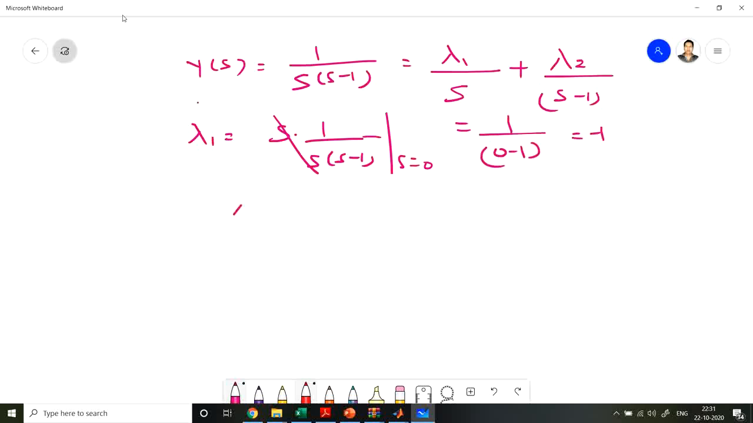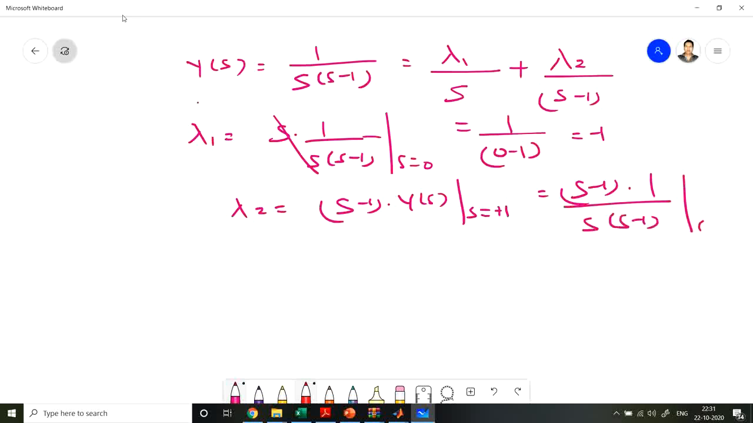Lambda 1 is minus 1. And lambda 2 is given as (s minus 1) into Y(s) at s equal to 1. Then it is (s minus 1) divided by 1 divided by (s minus 1) at s equal to 1. The value is obviously equal to 1. Now if we write Y(s), putting the value of lambda 1 and lambda 2, Y(s) is equal to minus 1 divided by s plus 1 divided by s minus 1.